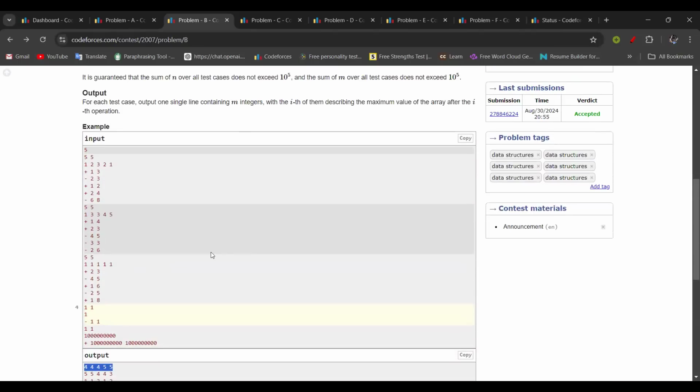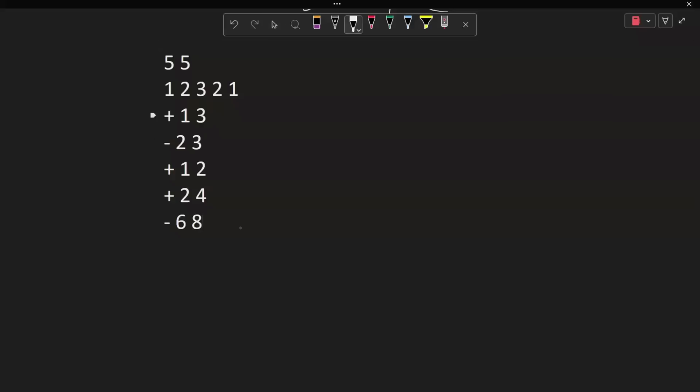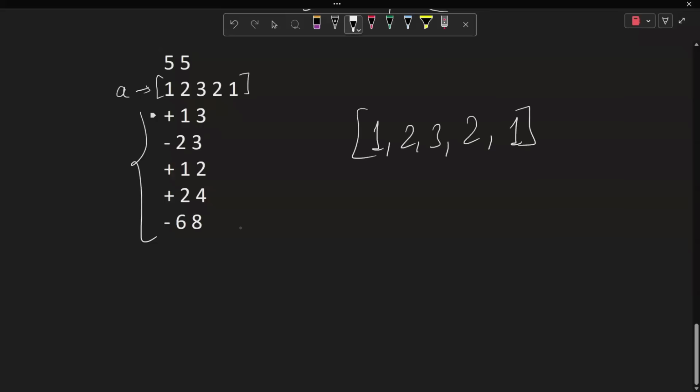If you take a look at the first test case, this is the array given to you and these are the m operations. Initially your array is 1, 2, 3, 2, 1. The first operation says plus 1, 3. All the values in the range from 1 to 3 would be incremented by 1. 1 is in the range, it would be incremented, 2 would be incremented, 3 would be incremented. This is your array after the first operation. The maximum value in the array is 4, so you would answer 4.